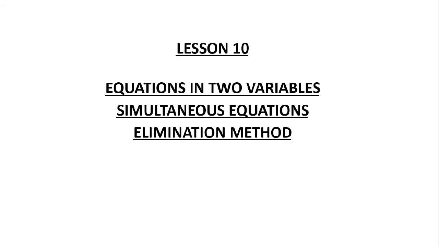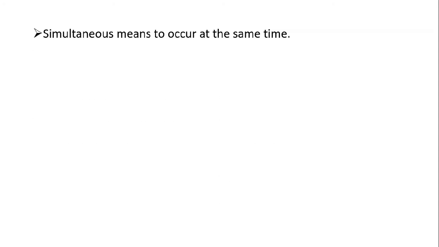we are going to look at equations in two variables or equations in two unknowns. When you are given equations in two unknowns, they are known as simultaneous equations. So to find those unknowns, there are three methods we are going to use, but to start with, we'll start with the elimination method.